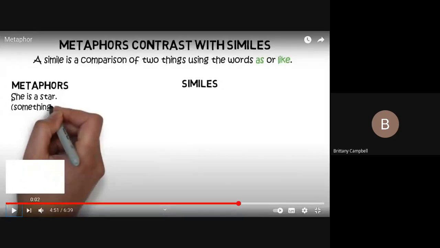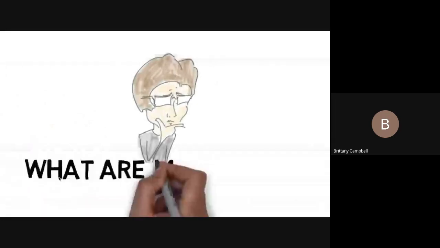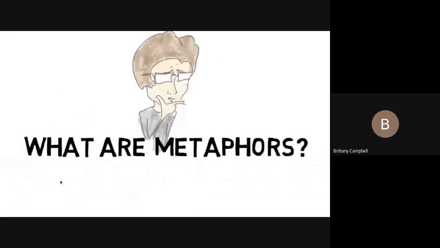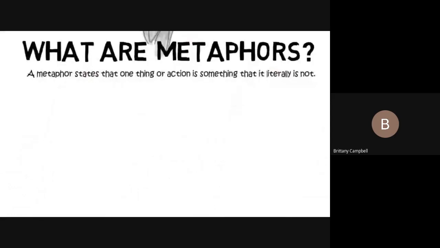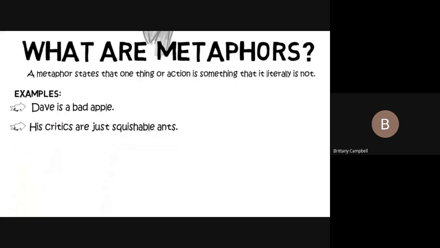So let's go again. Listen carefully. Metaphors. So what are metaphors? Well, a metaphor states that one thing or an action is something that it literally isn't. So let's look at some examples. Dave is a bad apple. Well, we all know what that means, but Dave isn't literally a bad apple, so that's a metaphor. His critics are just squishable ants, so he can just brush them aside. So he doesn't care about his critics, but this is presented as a metaphor, saying that his critics are squishable ants. Well, clearly they're not literally squishable ants, so it's a metaphor.